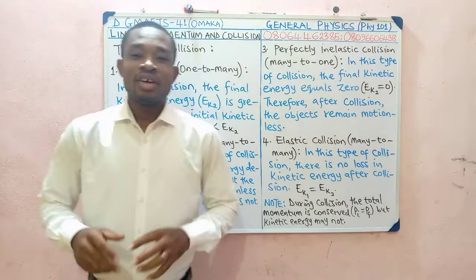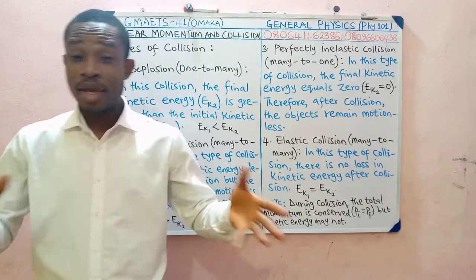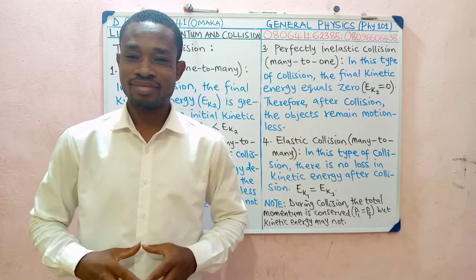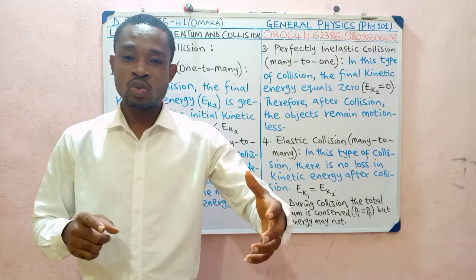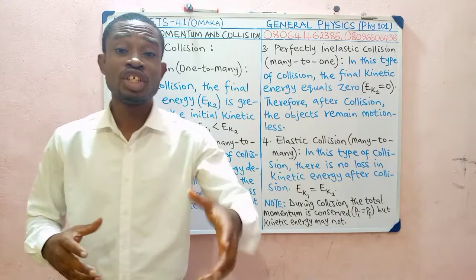Until now, we've learned a lot about linear momentum and impulse. Now, we want to look at the types of collision. It's very important that we consider that because we stated a law known as the law of conservation of momentum, which states that during the interaction of objects, or simply during collision of objects, the total momentum of the system is conserved.